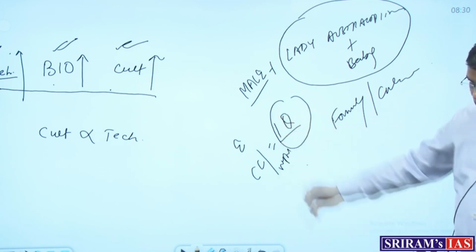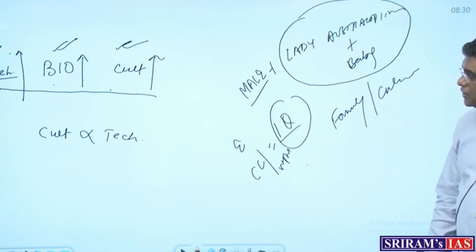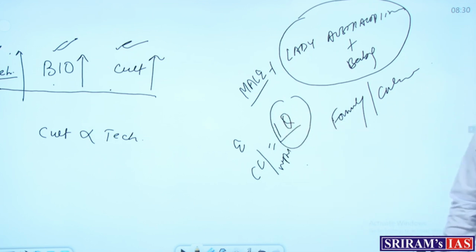So here this is a cultural thing. So technological evolution, biological evolution and cultural evolution are all parallel. This is a basic understanding, you need to clear it.